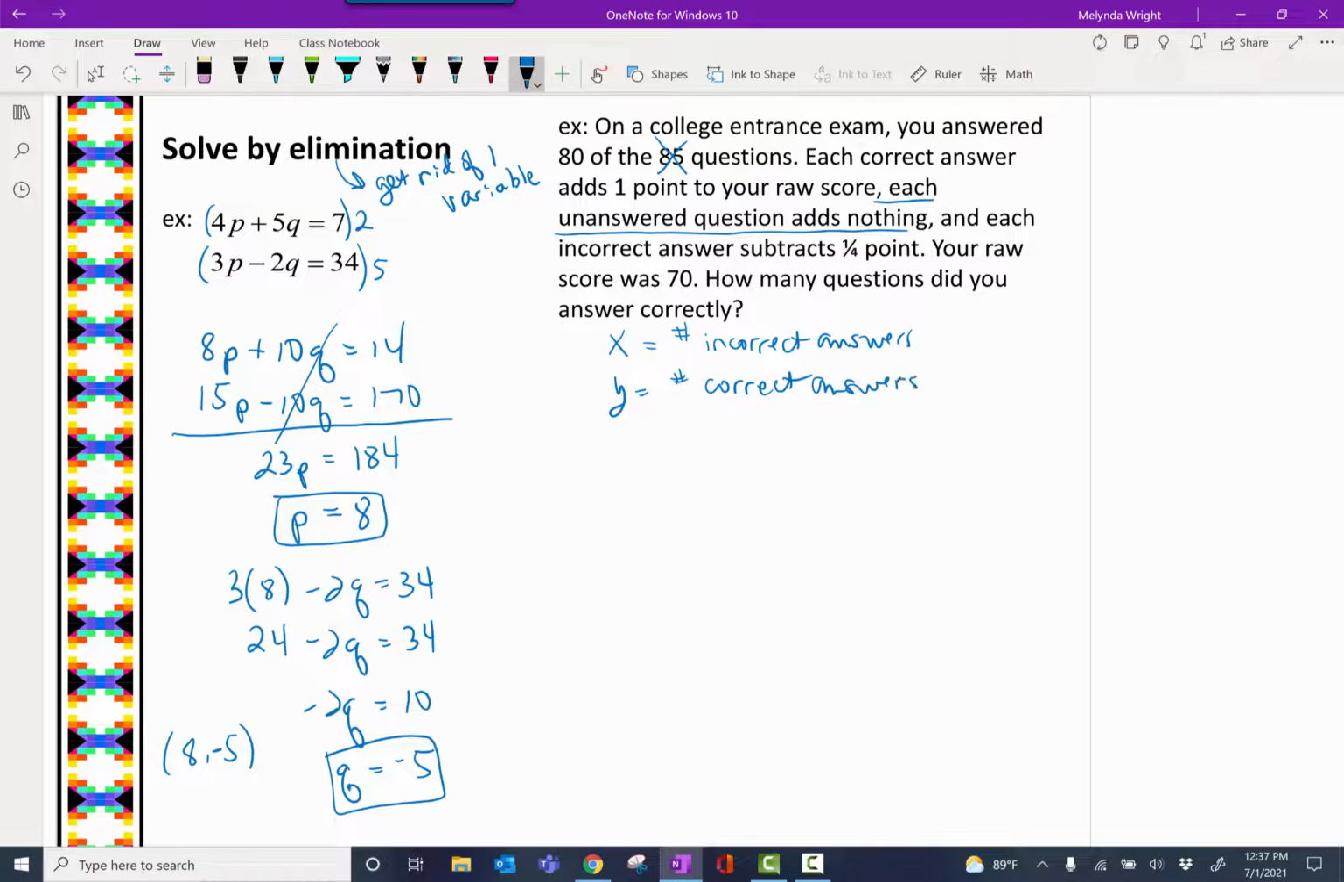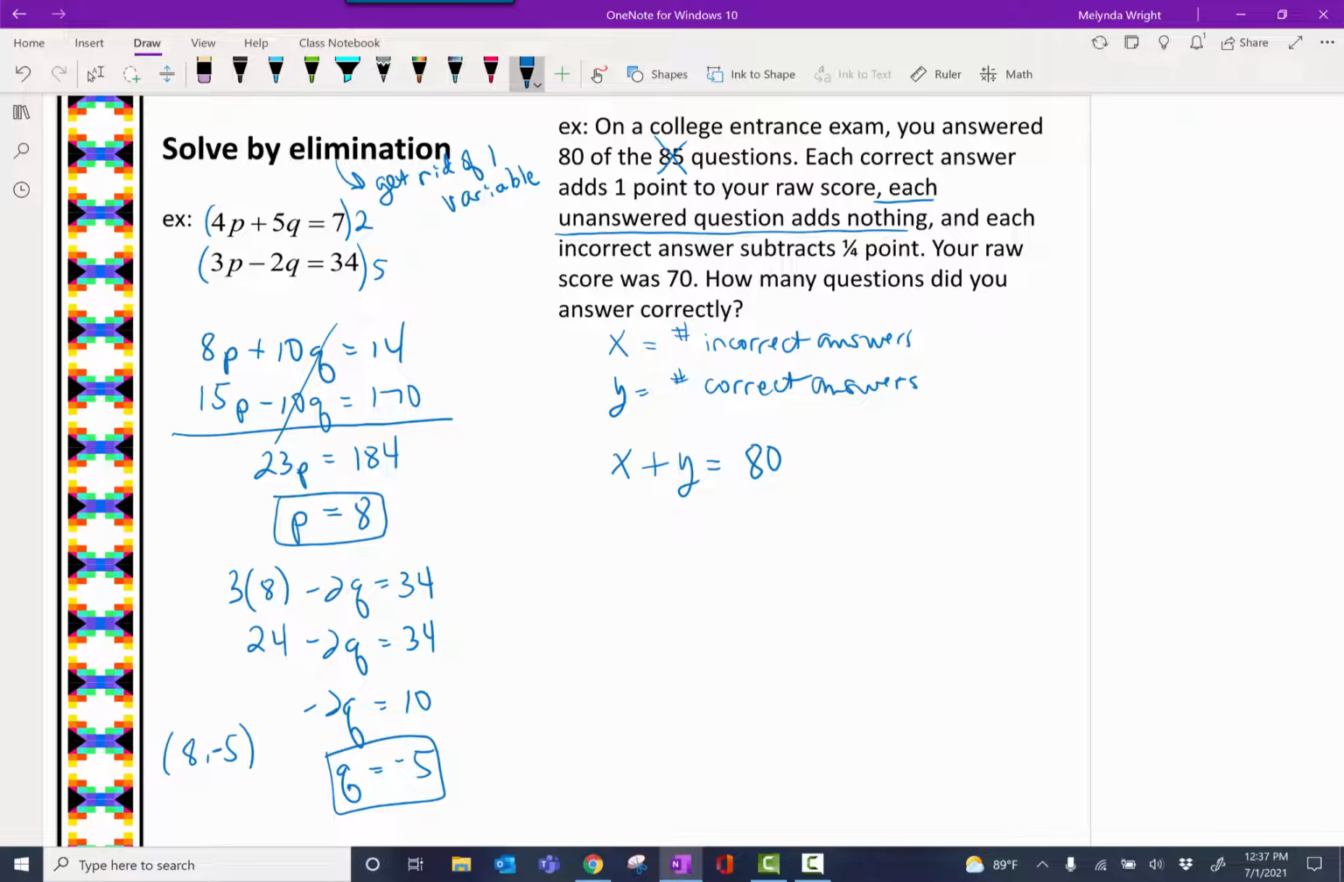Okay, so we have defined our variables. Great. Let's see. So we know that we answered 80 questions. We know that the number we got incorrect plus the number we got correct would have to equal 80, right? Because those are the only options for the questions that we answered, either they're right or they're wrong. Great, we have one equation.